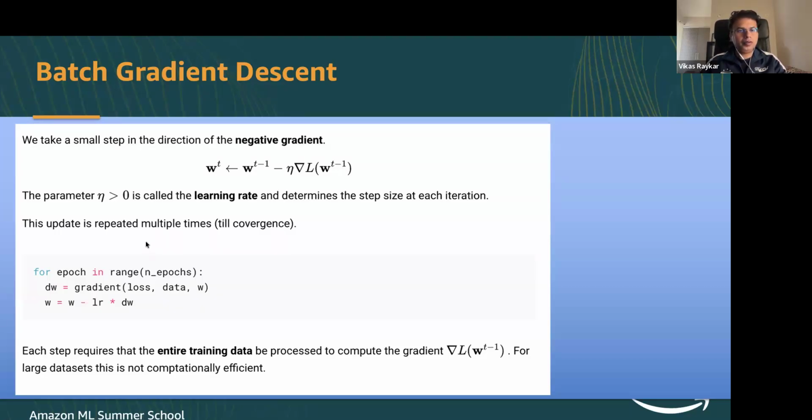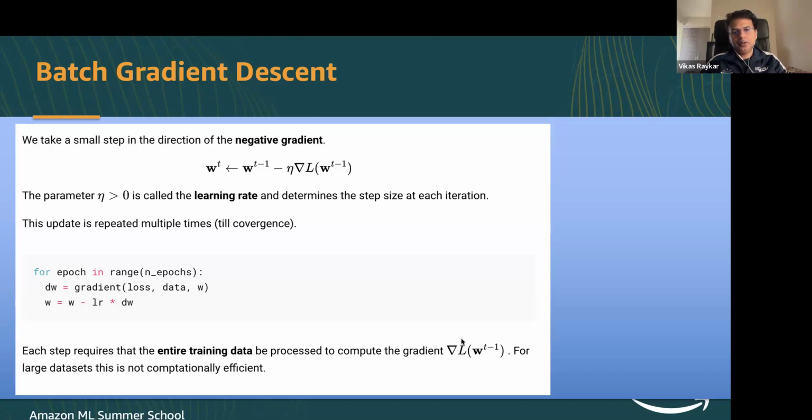Roughly, think of a number of epochs. You keep repeating: first you compute the gradient of the loss function, given your data set, with respect to W. This is your dW, and you update W via W minus learning rate times dW. So why is this called batch gradient descent? Because at each step you're using your entire training data to compute the gradient.